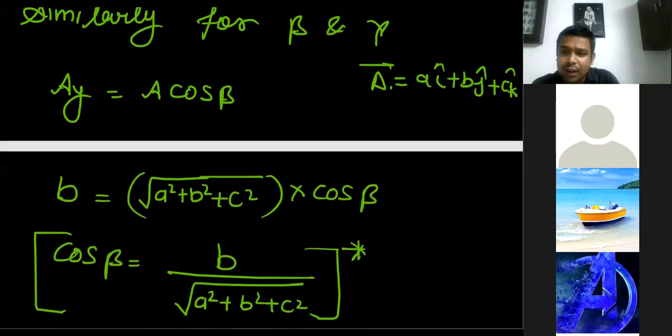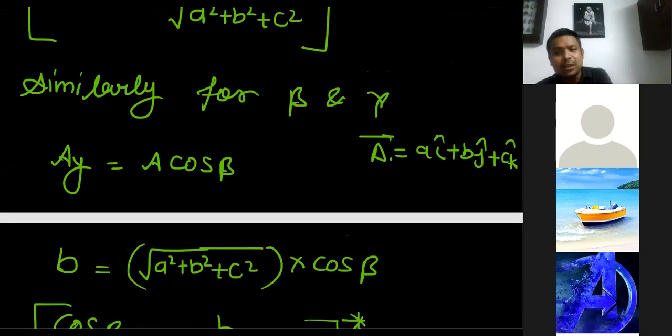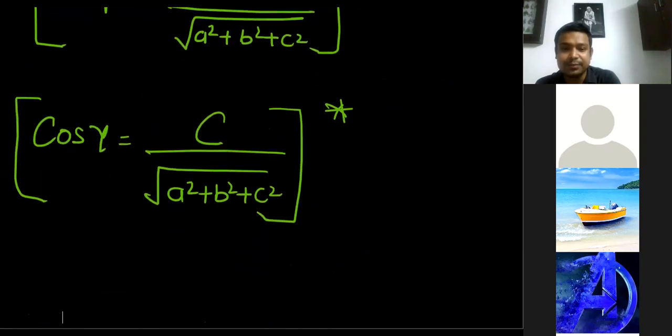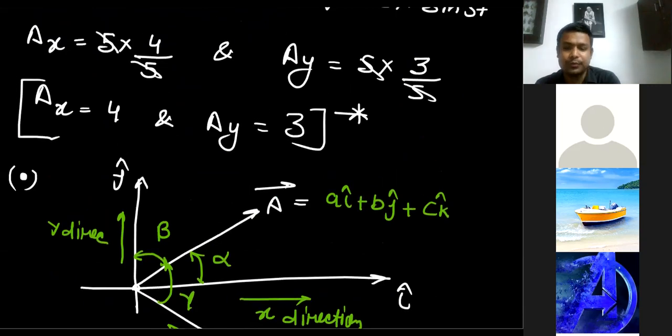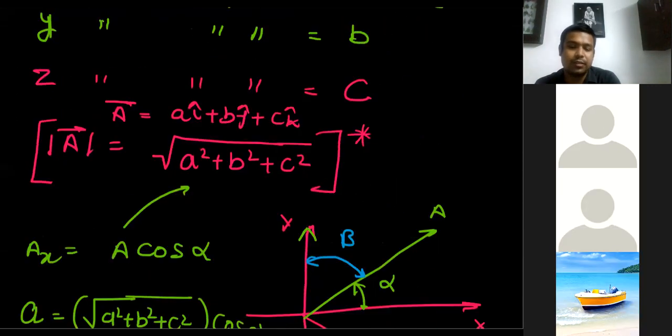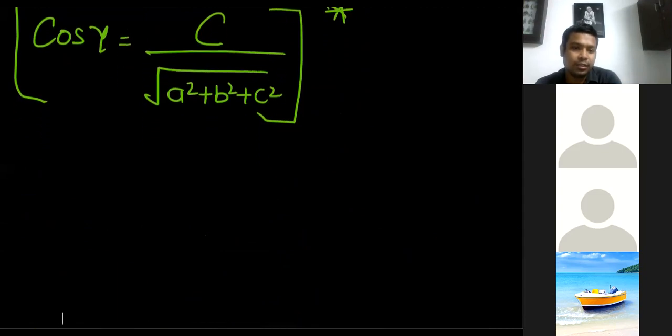Here, in cos alpha, alpha is the angle made by vector A from the x-axis. In cos beta, beta is the angle made by vector A from the y-axis. Similarly, in cos gamma, gamma is the angle made by vector A from the k cap, that is, the z-axis. Clear, my dear friends? Okay.